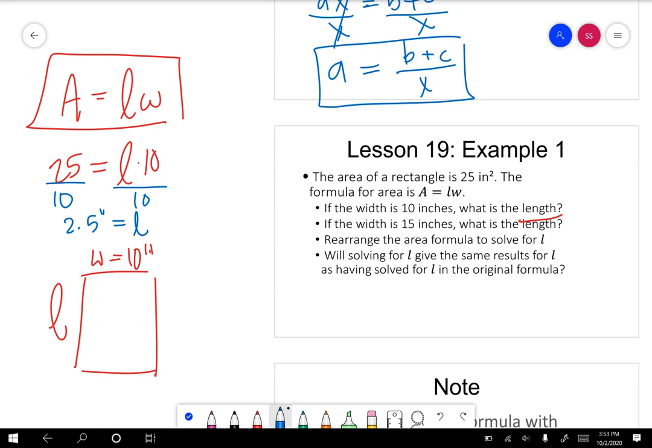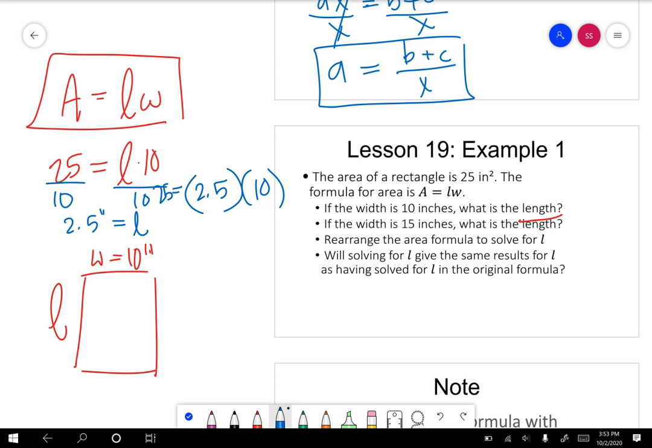Okay, and you can always check your work, right? If you're like, that doesn't sound right, well, plug it back into the original formula. Okay, 2.5 for the length times 10 for the width does in fact equal 25. Okay, so we're good there.